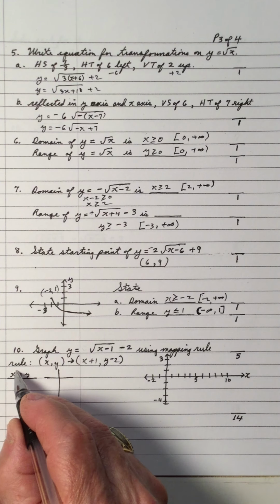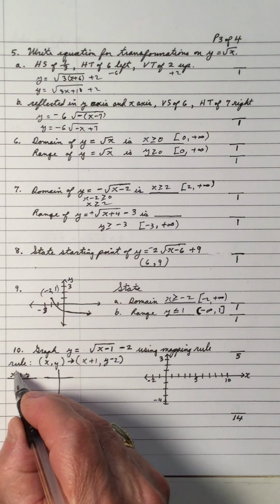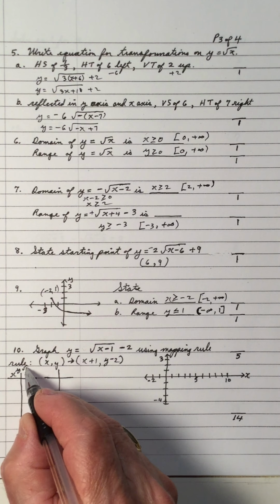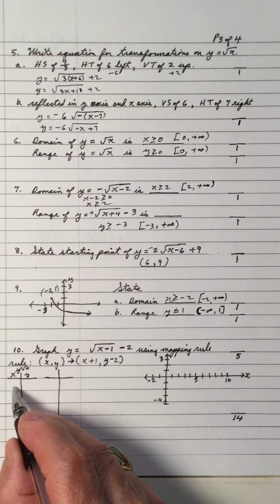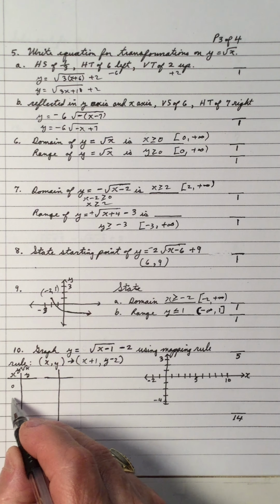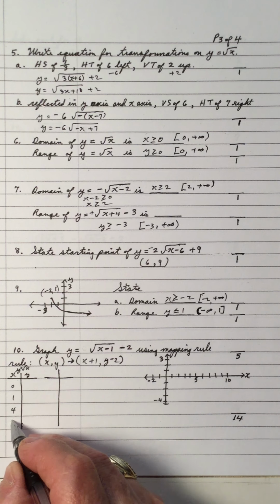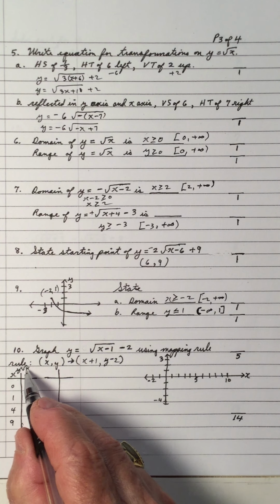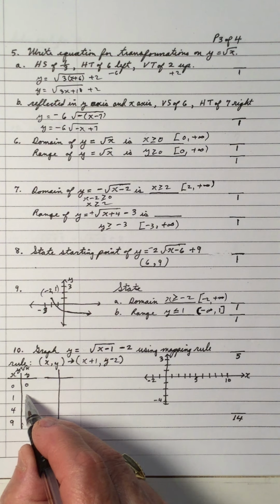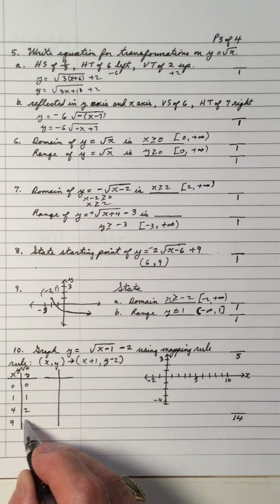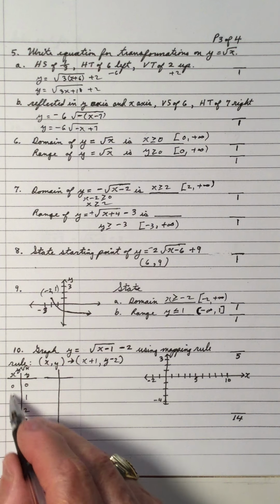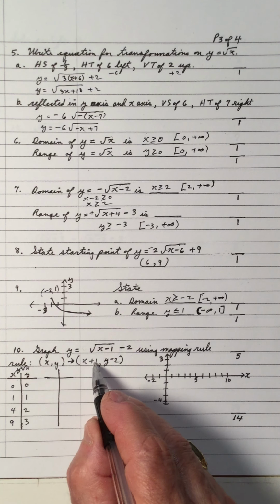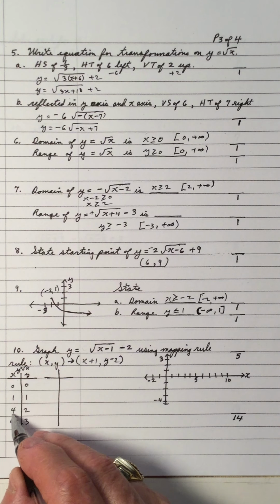And if we do according to the mapping rule, the basic equation is y equals root x, which is, I go with 0, 1, 4, 9. The square root of 0 is 0, square root of 1 is 1, square root of 4 is 2, square root of 9 is 3. That's the table I use. So I take these values of x and plug them in here. I'm going to add 1 to each one of these values of x.